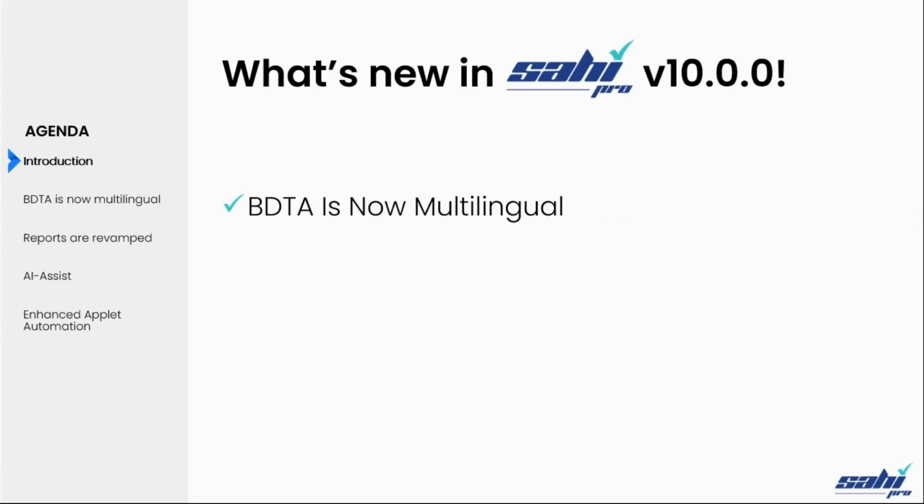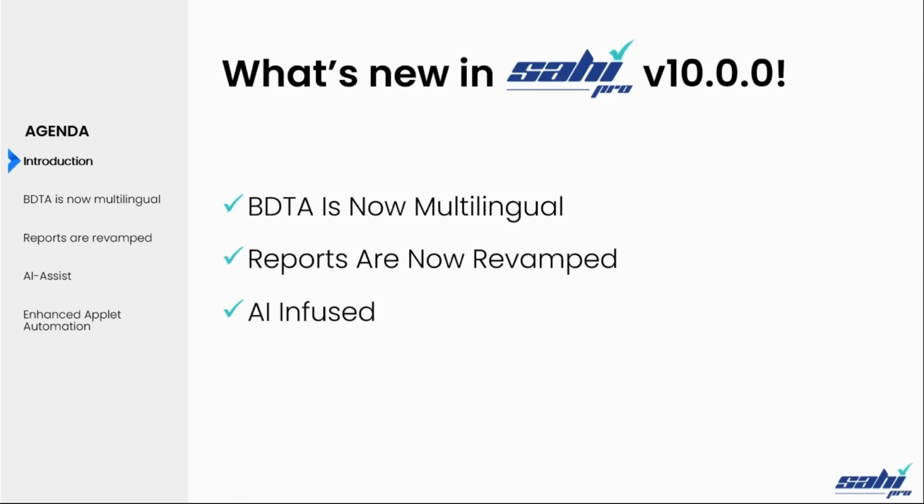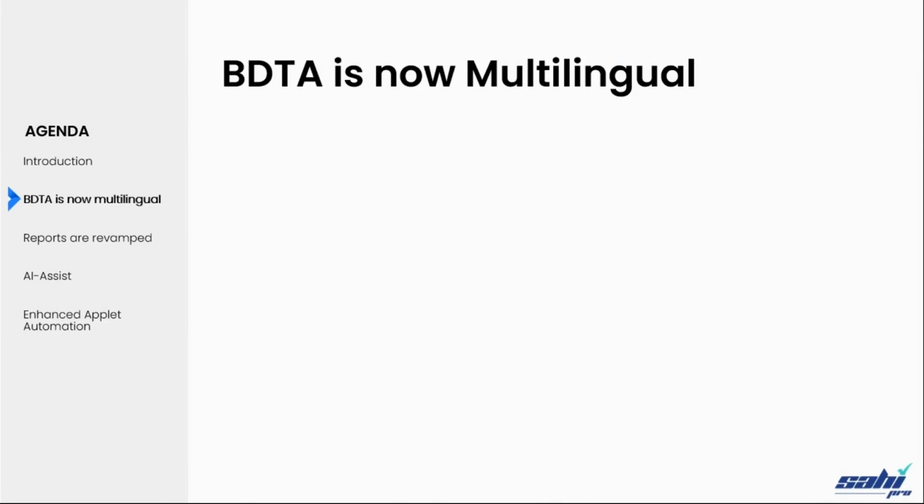BDTA is now multilingual. Now users can write the scenarios in their own business languages like Turkish, Japanese, German, etc. We will see in detail in the demo later part of the webinar. Reports are revamped. We have given a new look to our reports, which we will see later on in the demo as well. AI infused. We have added one more add-on to our product suite. Enhanced applet automation. You don't need a browser to automate the applets now. You can very well do it with the desktop add-on itself. Now let's see all of them in detail.